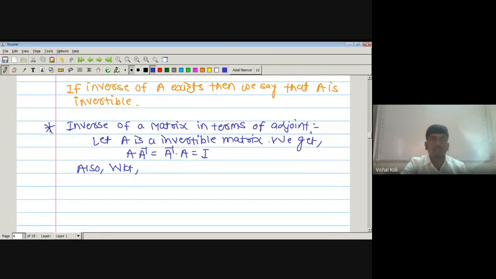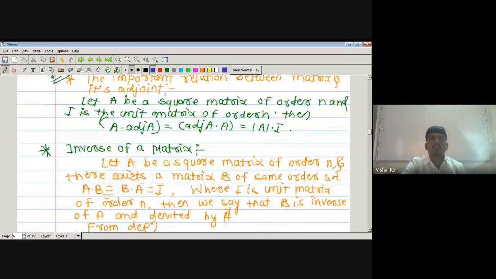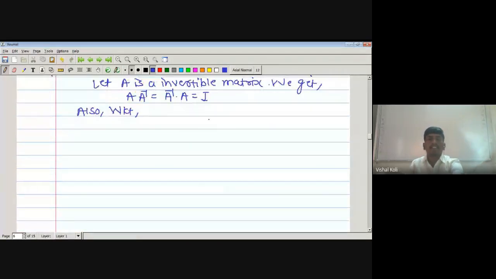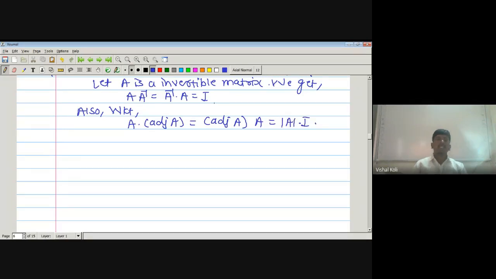And also we know, here we have studied one note, that if A is a square matrix of order n, then A into adjoint of A will be equal to adjoint of A into A, which is equal to determinant of A into I. As here A is an invertible matrix, it must be a square matrix. As the inverse of the given matrix exists, determinant of A must be not equal to 0, and determinant of A is nothing but some fixed value.